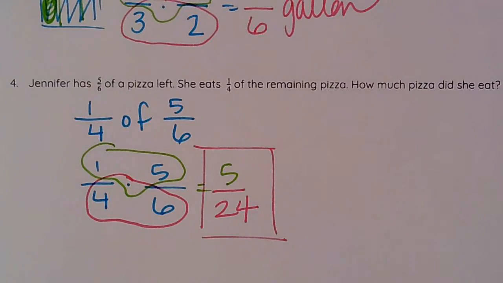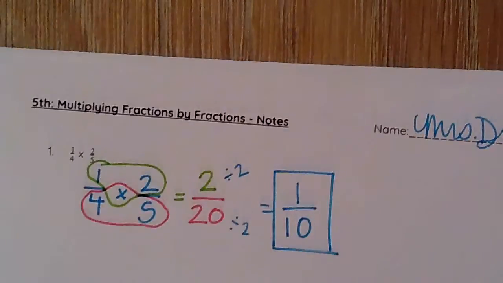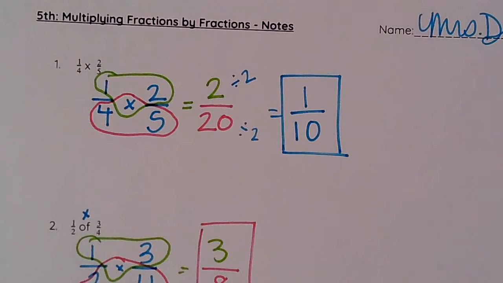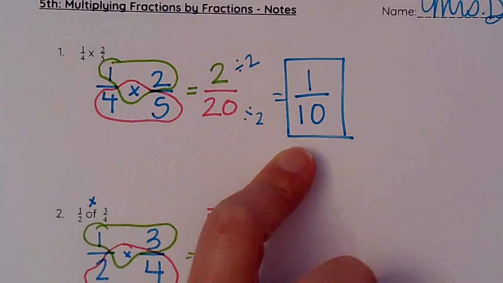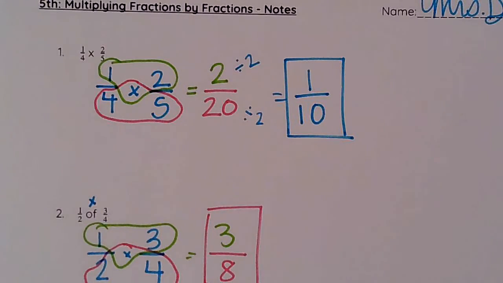So to recap, when I am multiplying my fractions, I just set them up normally, multiply across, multiply my numerators, multiply my denominators, find my simplest form for my fraction, for my product, and that's all I got.